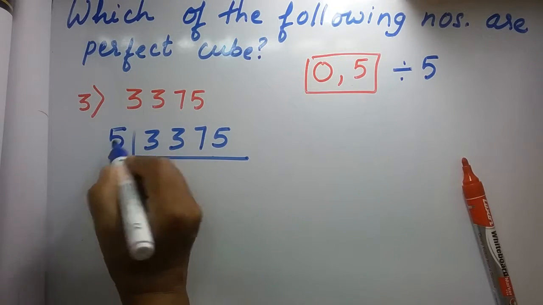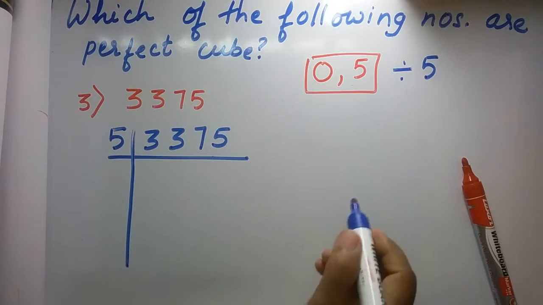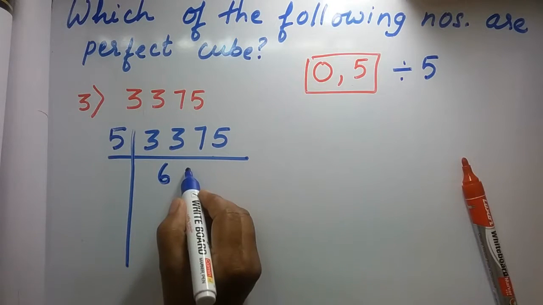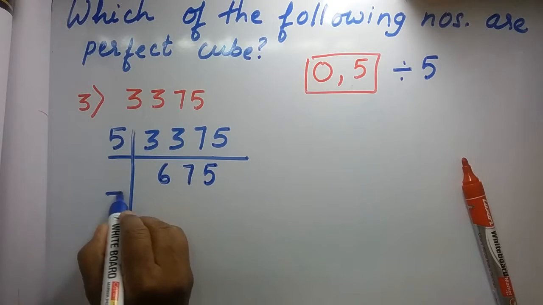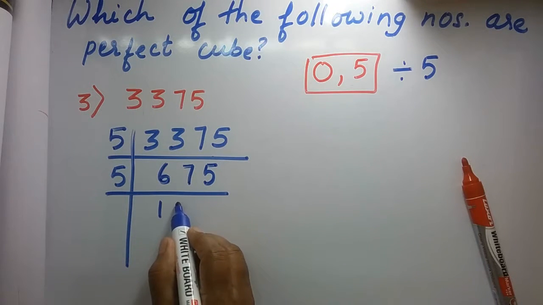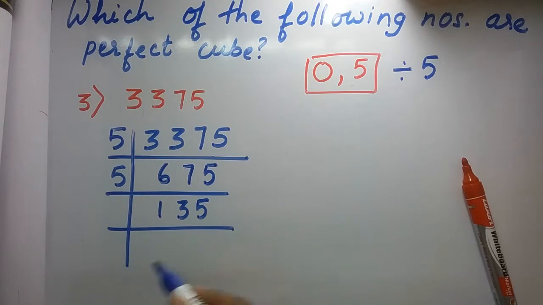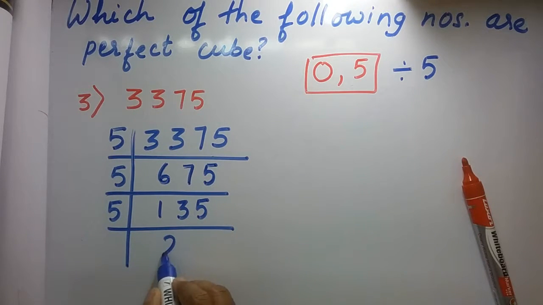So divide by 5. Remember, if you find it difficult to do directly, you can also do the division in the rough book, and then write down here 5 6s are 30, 5 7s are 35, 5 5s are 25. Then again divide by 5 because you have 5 in the unit place. 5 1s are 5, 5 3s are 15, 5 5s are 25. Again you have 5 in the unit place, the number is divisible by 5. 5 2s are 10, 5 7s are 35.